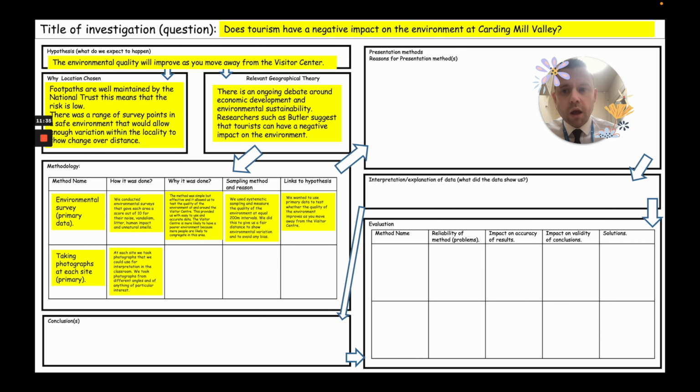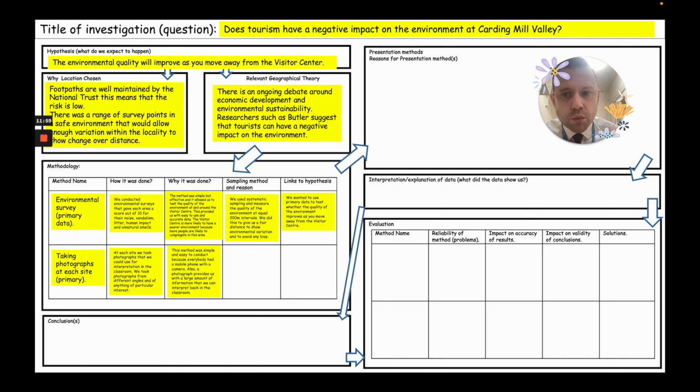The second method we did is we took photographs at each site. Alright? So, at each site, so the visitor centre is site 1, 200 metres north, site 2, 400 metres north, site 3. At each site, we took photographs that we could use for interpretation in the classroom. We took photographs from different angles and of anything of particular interest.